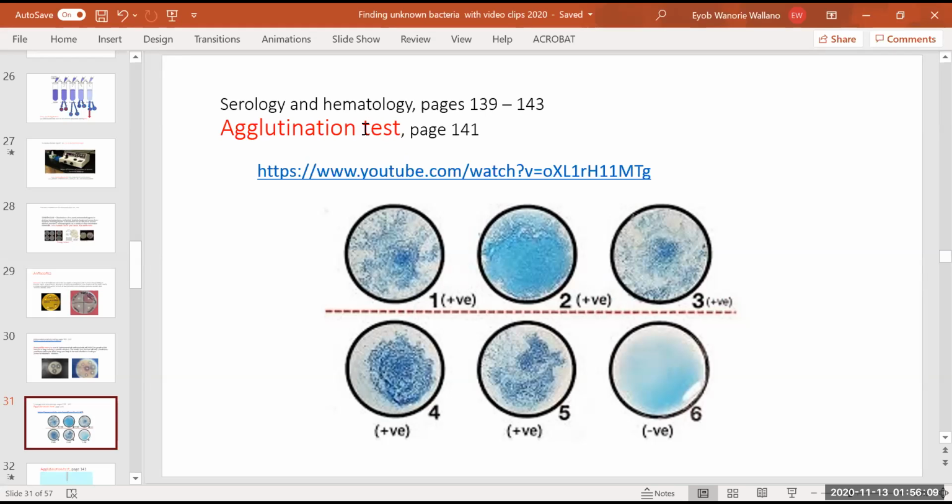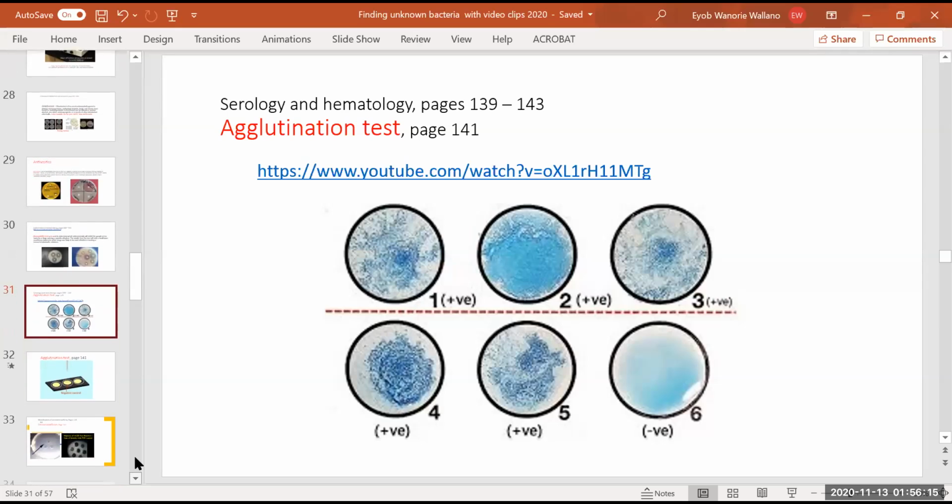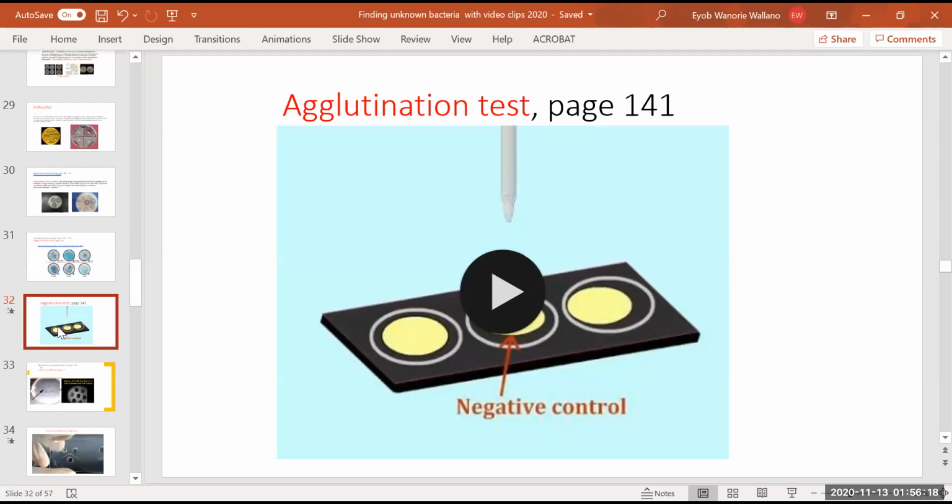For this reason, the background is the same in physiology too. So agglutination is very important, really. I like that one. And this is how we need to focus. Look now, agglutination test. See if it works.